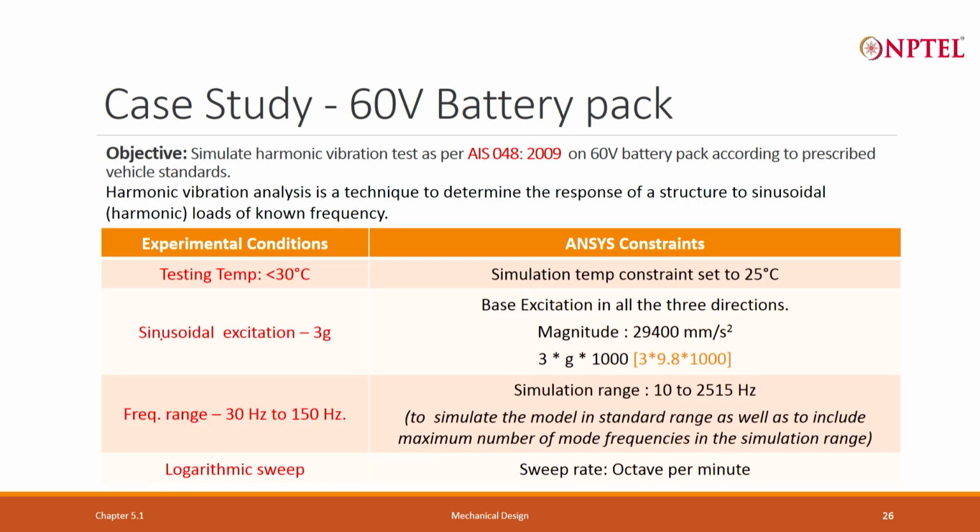What are the test conditions? Generally, the testing temperature has to be less than 30 degrees. In simulation, you can set up any temperature: 25 degrees, 10 degrees, 15 degrees. What is the sinusoidal excitation? It is 3G, where G is acceleration due to gravity. So the base excitation in all 3 directions should be 3G, and the magnitude comes out to 29400 mm per second square. That is 3G into 1000.